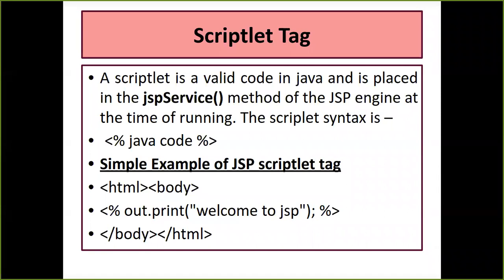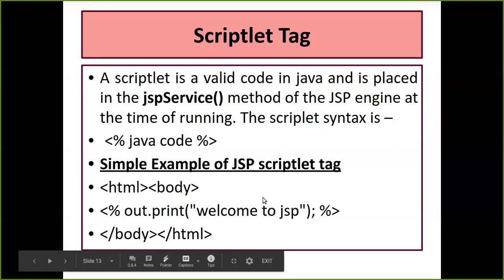While translating, the request is going to be processed now in your Java bean. For that, the method we are going to use is the JSP service method. You're going to have a syntax in this way: a tag where you're going to write Java code. Just an example for your JSP scriptlet tag.